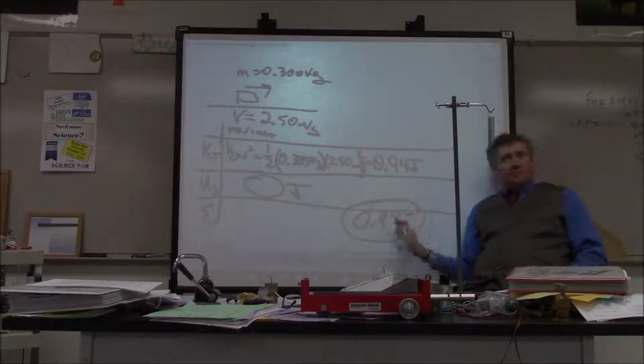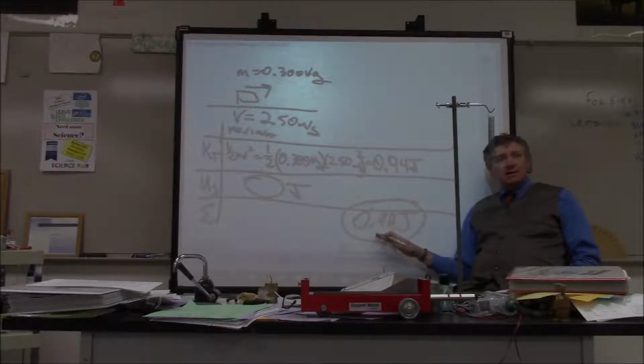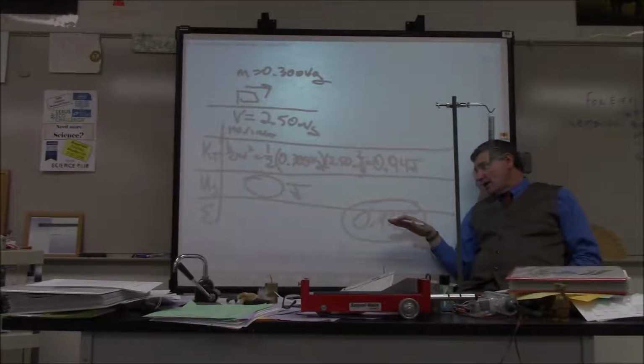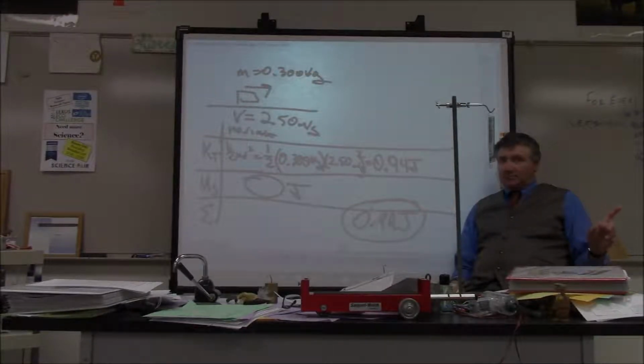So I know that no matter what happens later on, everything has to add up to 0.94. This is why if this number is wrong, everything is going to be wrong on a problem like this.